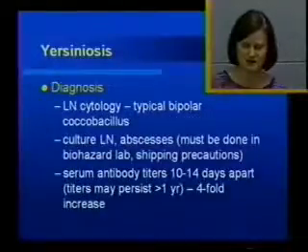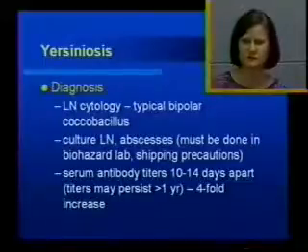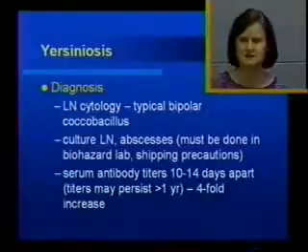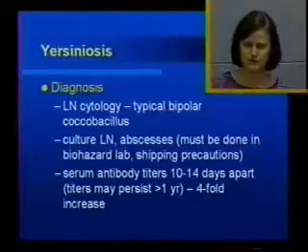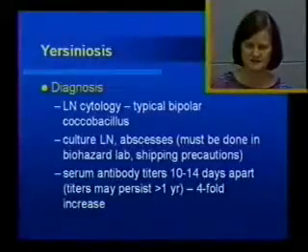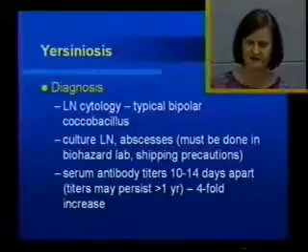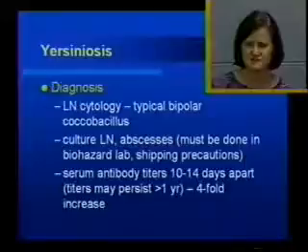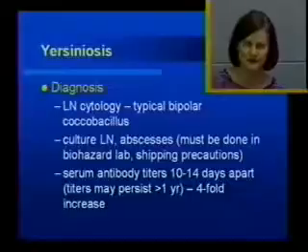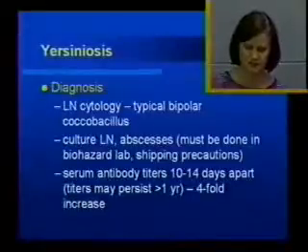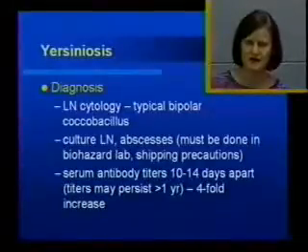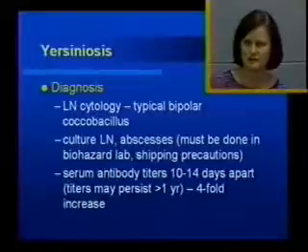Diagnosis is made by lymph node cytology, which demonstrates the typical bipolar coccobacillus, or by culture of the lymph nodes or abscesses. But if you're culturing animals that you think may have plague, it's very important to alert the laboratory that you're considering these agents because they are highly zoonotic. It's also very important that these culture samples be shipped appropriately so no one's contaminated along the way. You can also do serum antibody titers for plague 10 to 14 days apart, and antibody titers may persist for greater than a year, but usually you'll certainly have to treat cats for this disease prior to getting any antibody titers back.